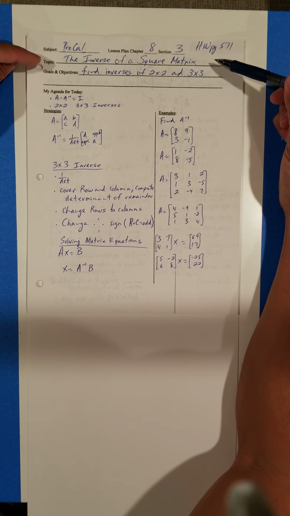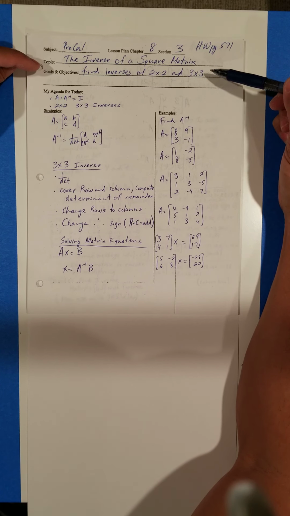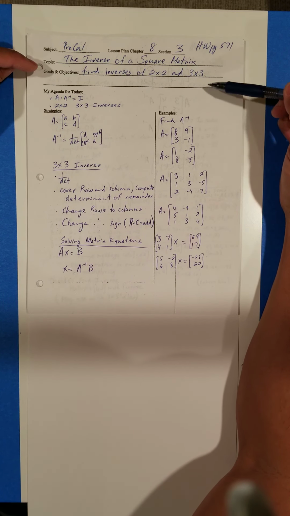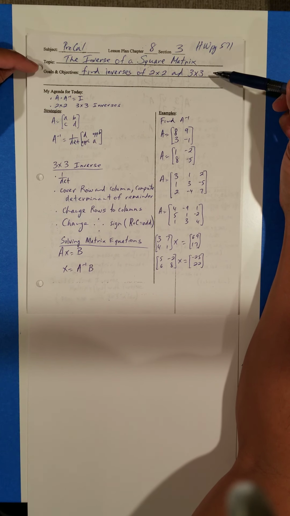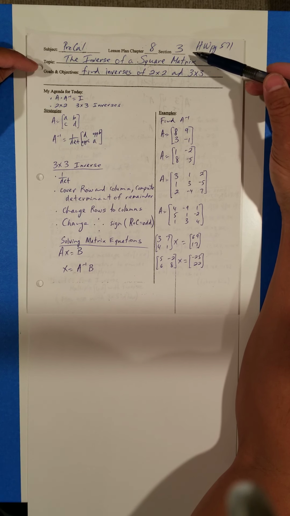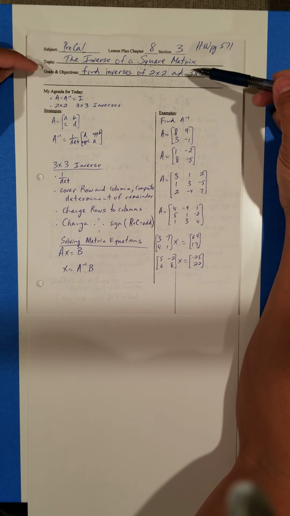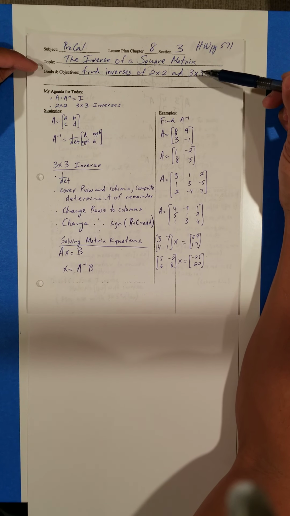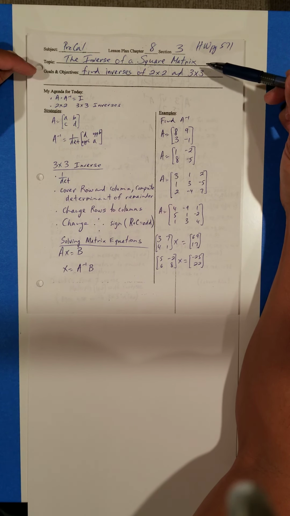Now, section 3 has to do with the inverse of a square matrix. So you're going to find the inverse of 2 by 2s and 3 by 3s. And ideally, you want to do this section after chapter 8, section 4. Okay? So you want to do section 4 first and then do this section 3. So the book kind of has it a little backwards, okay?